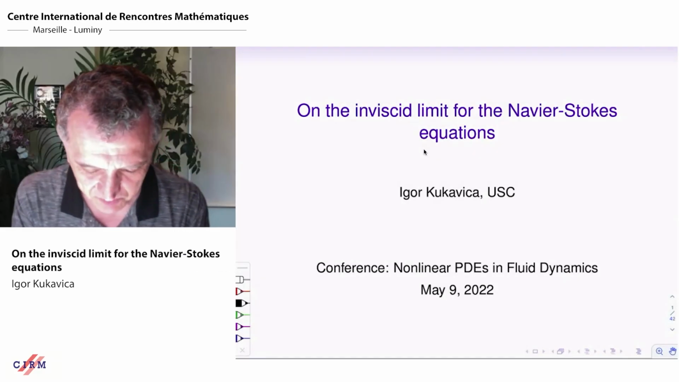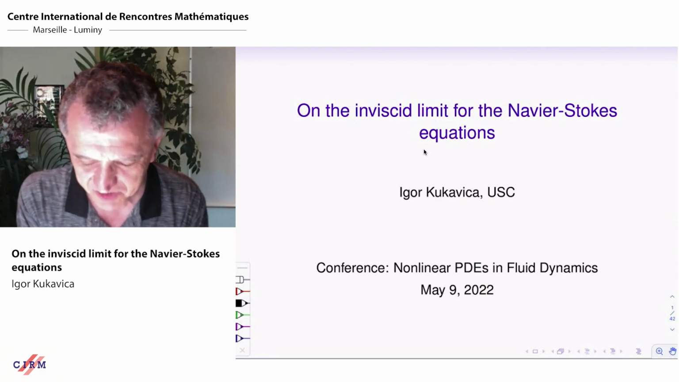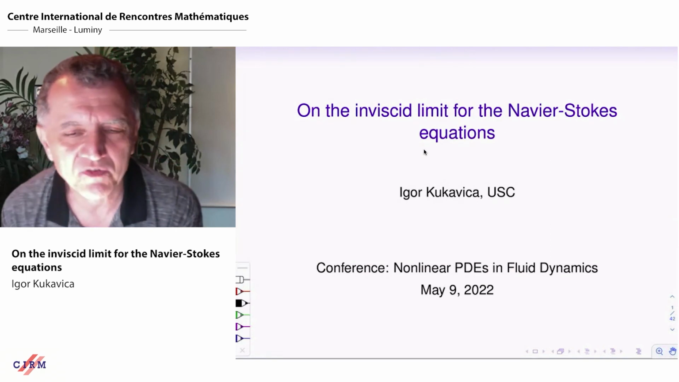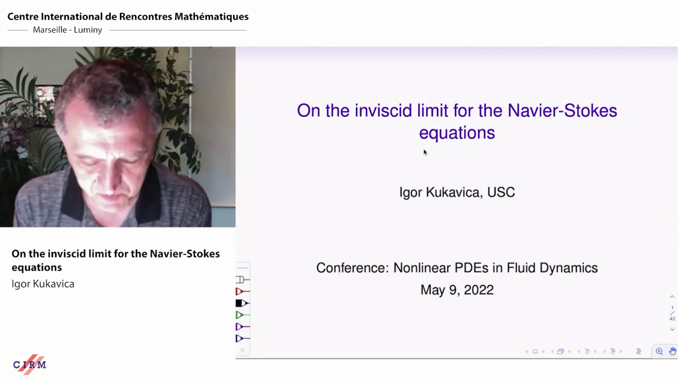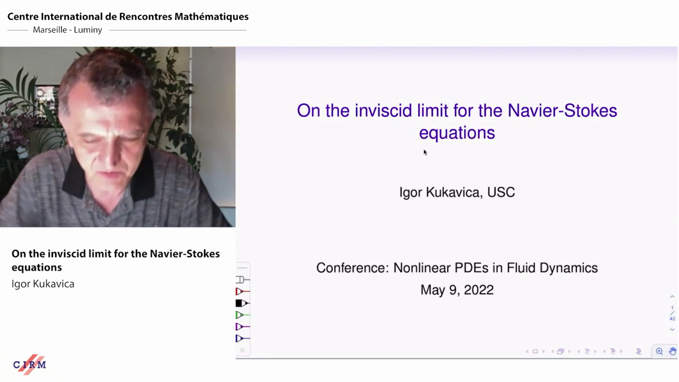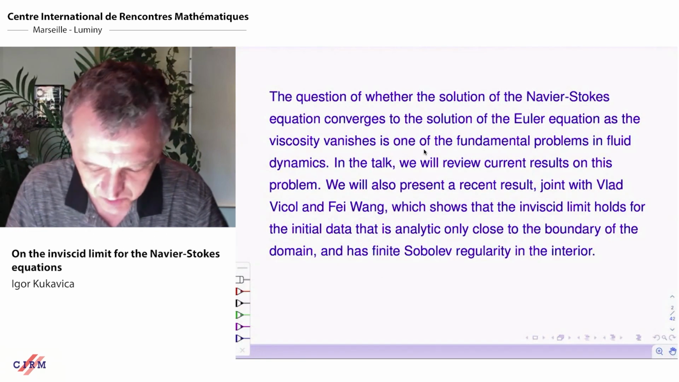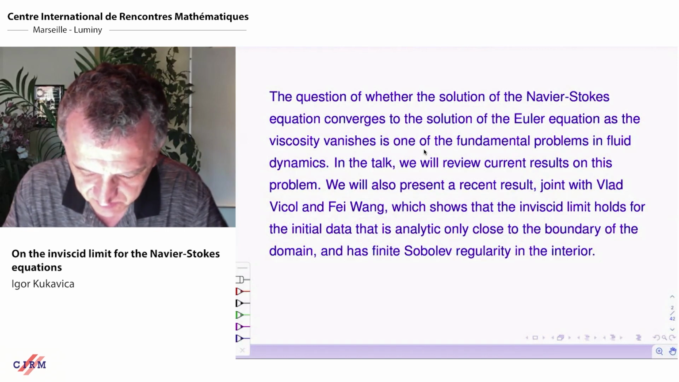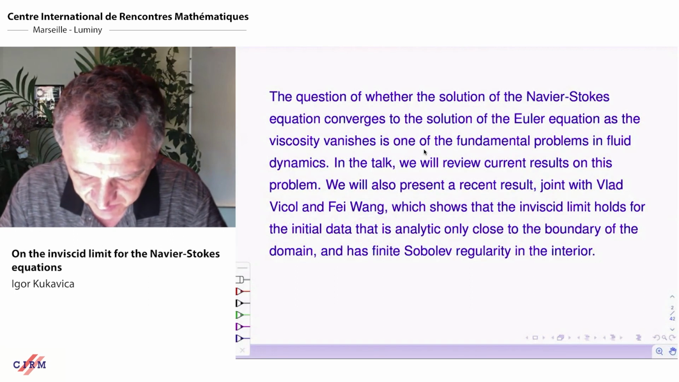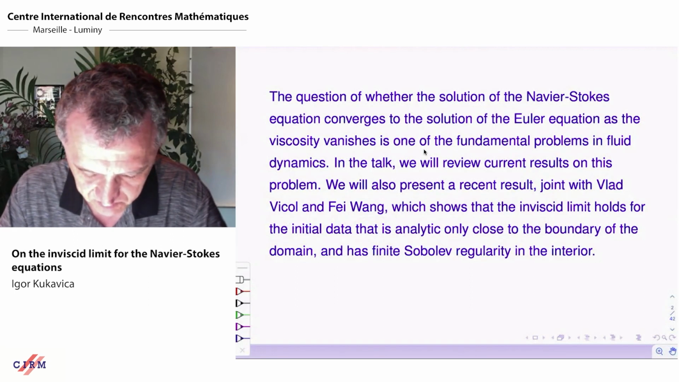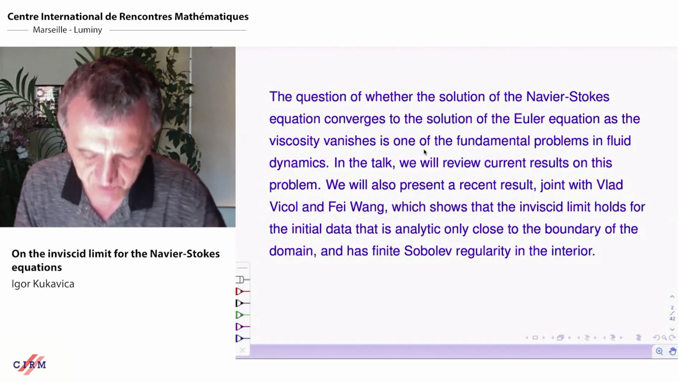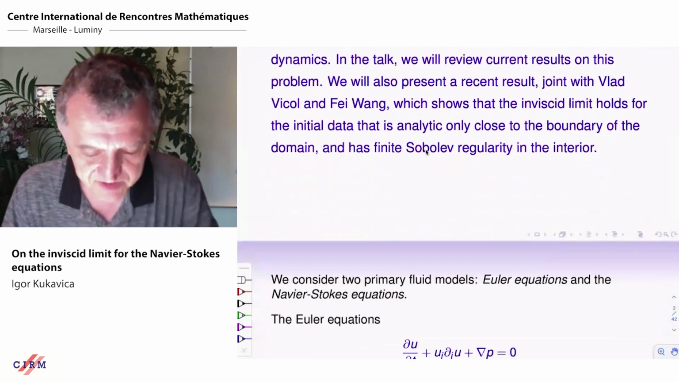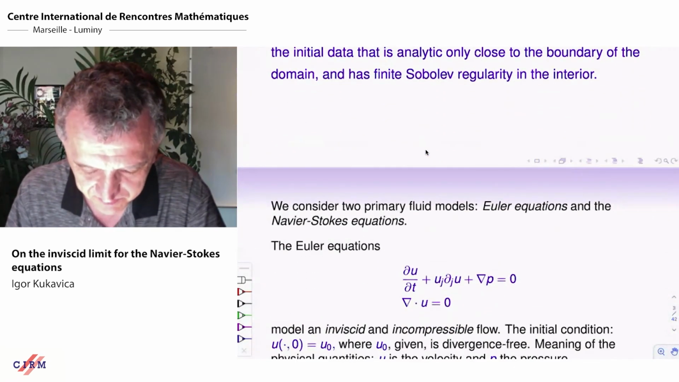So I will talk about the inviscid limit problem for the Navier-Stokes equations, and the purpose of the talk is to give you an overview of the area, what has been done, what one can do, and what this problem is. I will also speak about the joint work with Vlad Vicol and Fei Wang on the convergence of the Navier-Stokes equation toward the Euler equation. But I will give an overview of many results, so hopefully I will keep an eye on time.